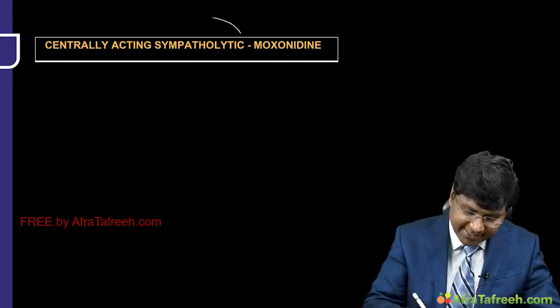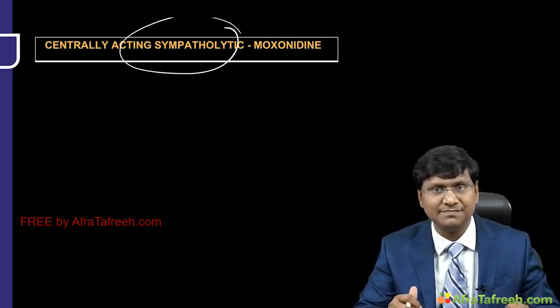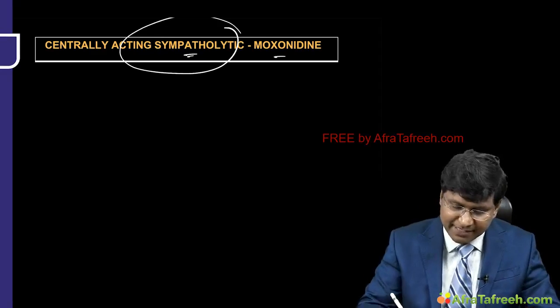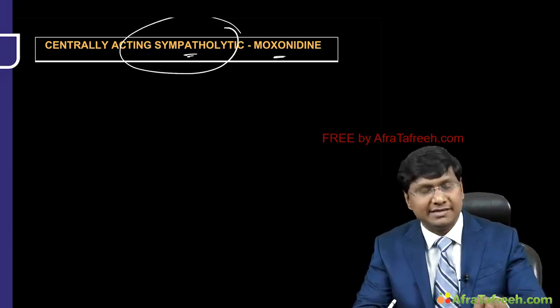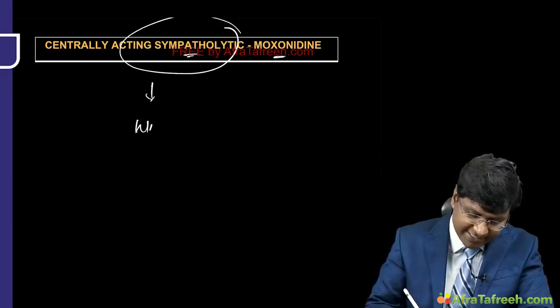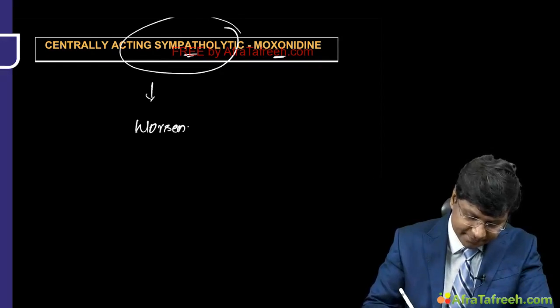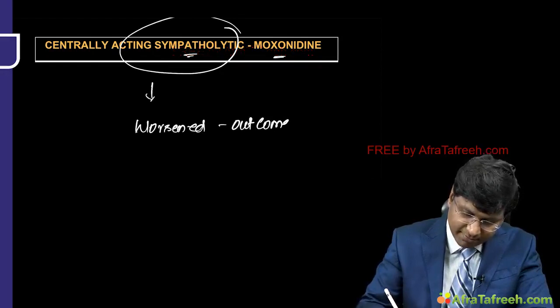One more drug is a centrally acting sympatholytic. Basically you want to block the sympathetic nervous system. We have a centrally acting sympatholytic drug, that is moxonidine. When you give moxonidine, this is also a neurohormonal antagonist, but this worsened the outcome in heart failure patients.